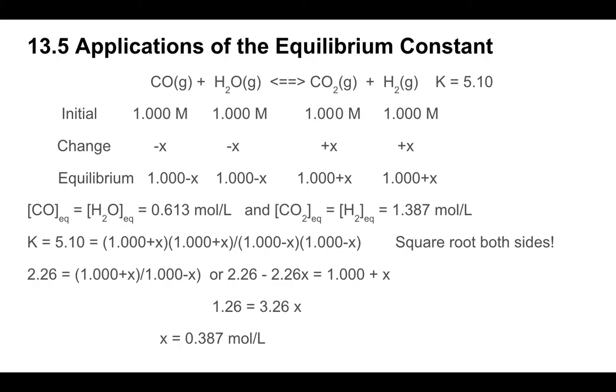The carbon monoxide and the water vapor would be 1 minus X, or 1 minus 0.387, or 0.613 moles per liter. The carbon dioxide and the hydrogen would be 1 plus X, or 1.387 moles per liter. So, congratulations, you just did your first ICE table problem. Your first of many.